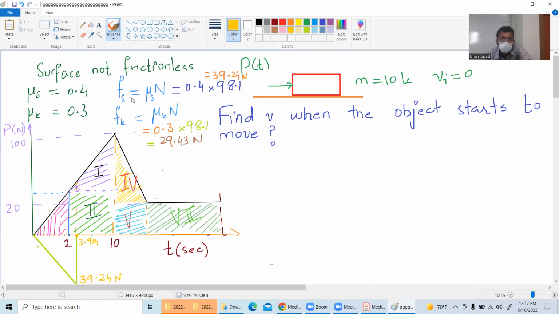So tell me, what kind of a line should I make? Anyone? Nobody answered. Straight line, mu Kn. And if you are wondering why in the negative direction, because friction force even mu Kn is in this direction. Okay, what is the value? I am asking something else. 29.43. So I will put 29.